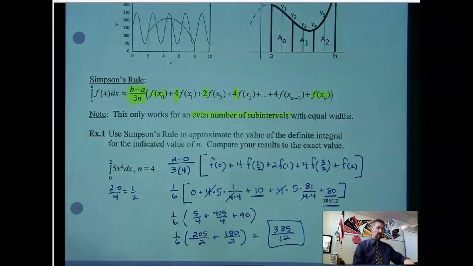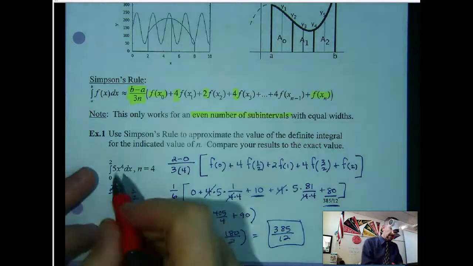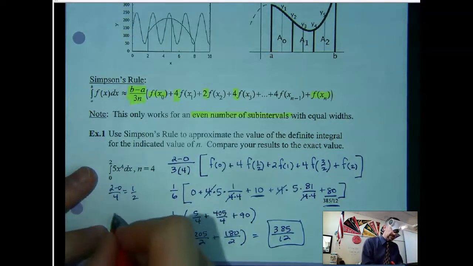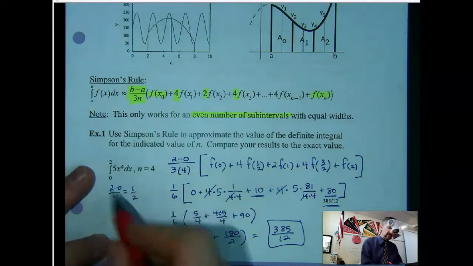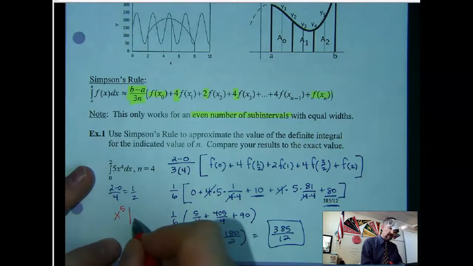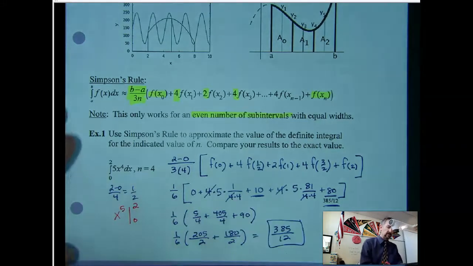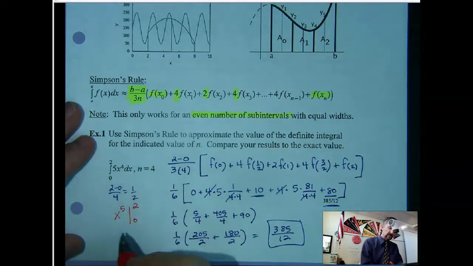All right. Now, if we find the exact value on that, so if we integrate that, add 1 to the exponent, divide by the new exponent, we would have that, and this is going to be from 2 to 0, so that's going to be 32 minus 0, which is 32.